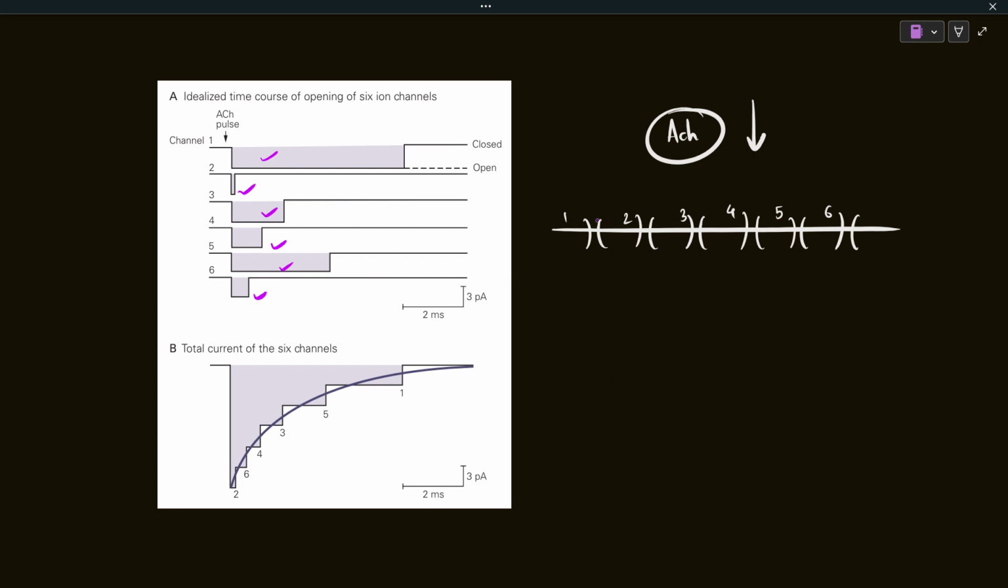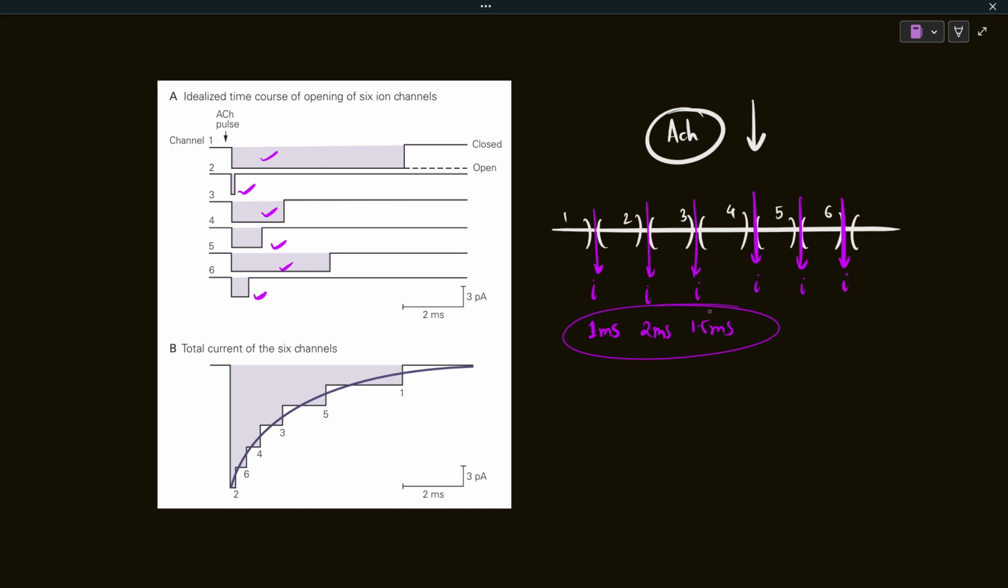So let's say that the current which is being generated by channel 1 is I. By 2, it is also I. By 3, it is also I. 4 also generates I, 5 also generates I, and 6 also generates I. But the duration for which I is generated, let's say this is 1 millisecond, this is 2 milliseconds, this is 1.5 milliseconds. So whatever the duration was, it was different.